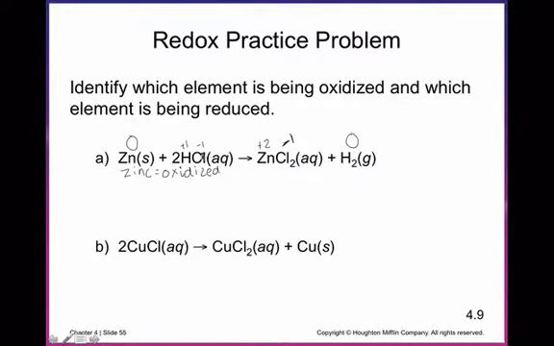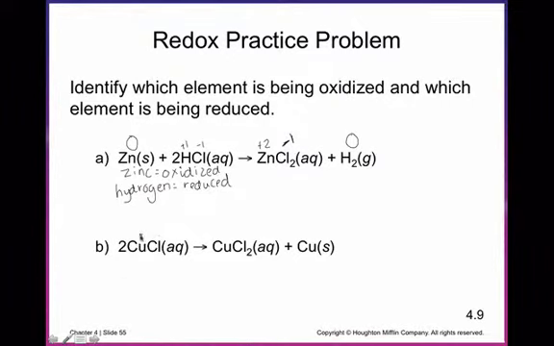And then if we look at the chlorine, it's going from a -1 to a -1. Nothing is happening. The hydrogen's going from a +1 to a 0. It's becoming more negative. So the hydrogen is being reduced. It's gaining electrons.